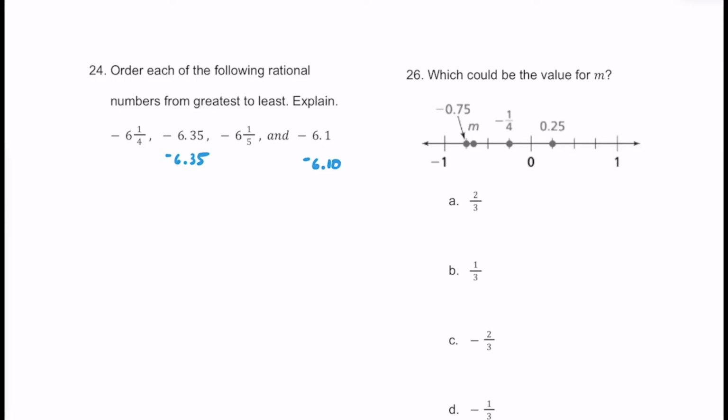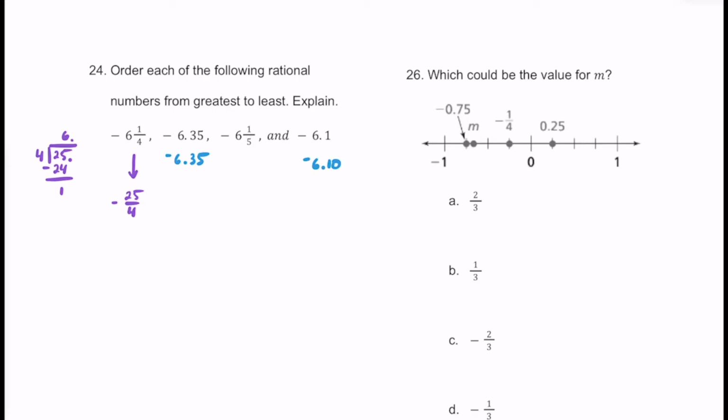So let's go ahead and take a look at this negative 6 1/4. If you want to turn that into a decimal, let's go to an improper fraction first. So it's negative 6 times 4 is 24 plus 1 is 25 over 4. Then going ahead and doing this long division, this is 25 divided by 4. 4 goes into 25 6 times. 6 times 4 is 24. The remainder here is going to be 1.